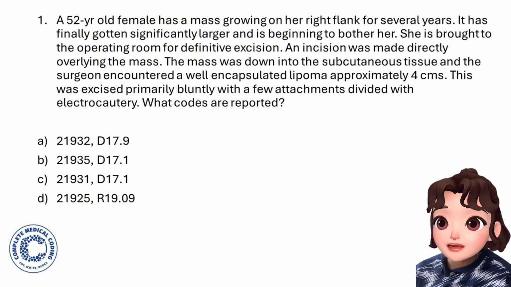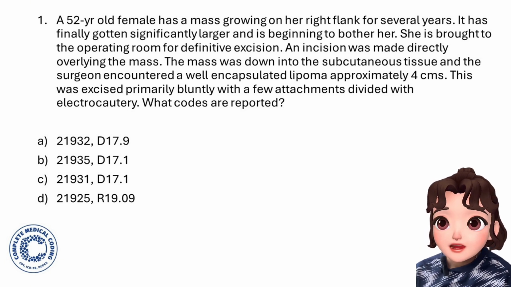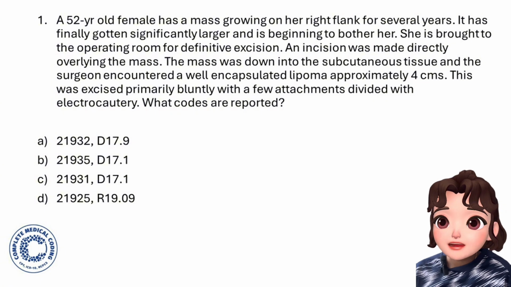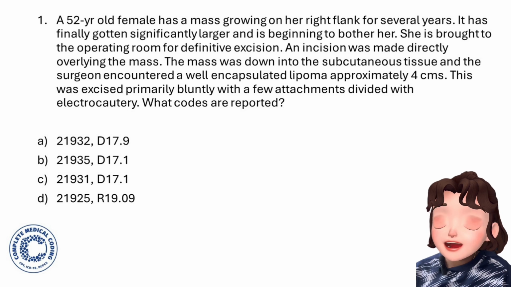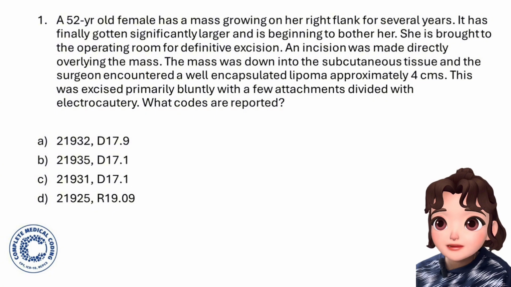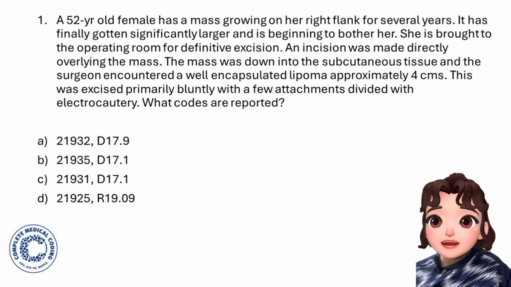But what is the diagnosis that the doctor has encountered? The surgeon encountered a well-encapsulated lipoma, approximately 4 centimeters. So lipoma, that is the diagnosis. Lipoma of which part? The patient was having right flank pain, and the flank comes in the trunk area, right? So let's go with the diagnosis first and check which diagnosis is to be coded first. We have 3 different diagnoses mentioned there: D17.9, D17.1 and R19.09.